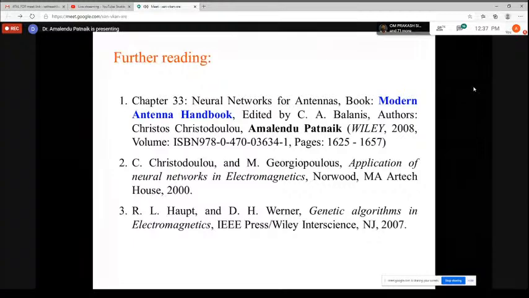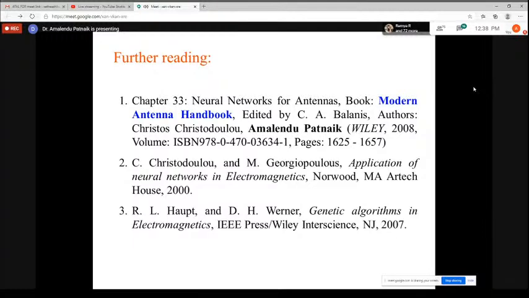Applications of Neural Networks in Electromagnetics, a well-written book from Artech House. You can find a lot of applications of ANN for electromagnetic problems in this particular book, not only for antenna, for other problems also. How to use neural networks has been described in this book.